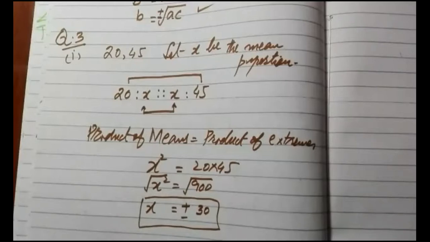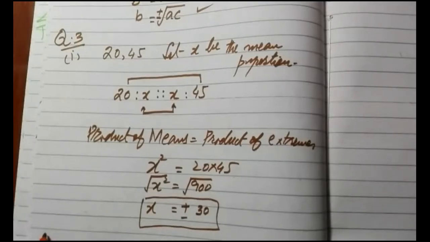You people can even use your calculator. So this is question number 3. We have calculated the mean proportion. Let's take up another part. The first parts are quite easy, but okay, take up one more part, the third part.